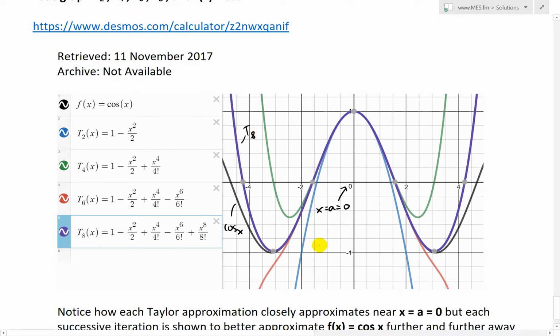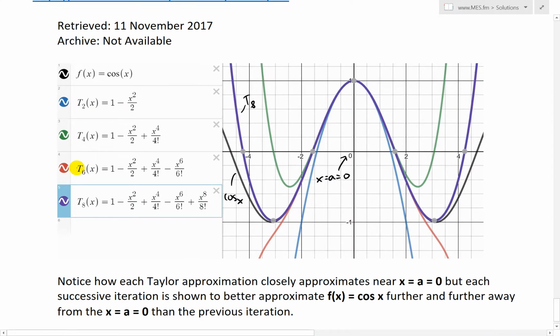And then the next closest one over here is the red, and the red one is T6. And then the next closest is the green, which is T4. Notice it's off beforehand as it gets further and further. And then the blue one is over there, and it's pretty much a parabola going downwards. This is our T2.